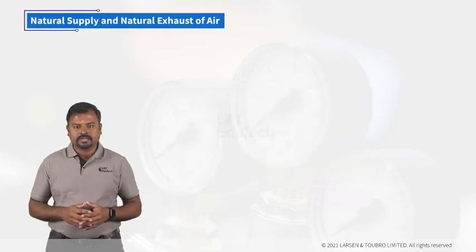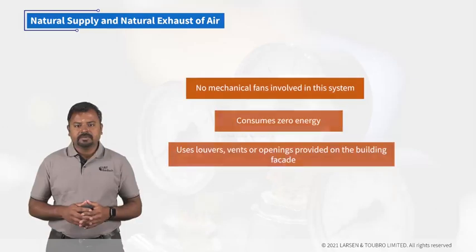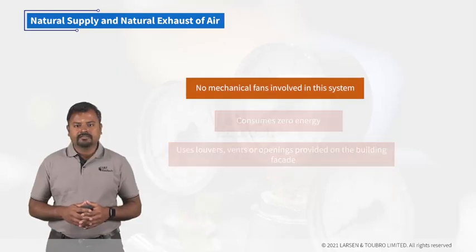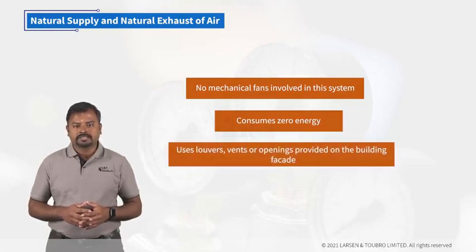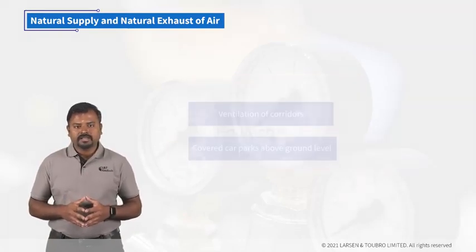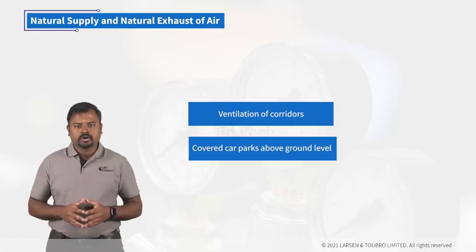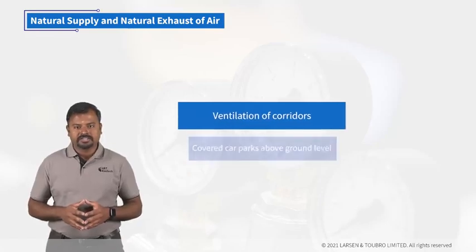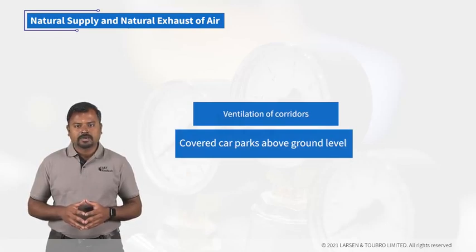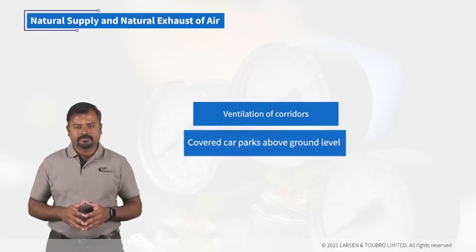Natural supply and natural exhaust of air. As the name implies, there are no mechanical fans involved in the system and it consumes zero energy. It uses louvers, vents, openings provided on the building facade to enable natural movement of air throughout the building due to density differences or buoyant forces due to temperature differential. It is most suited for non-critical applications such as ventilation of corridors, covered car parks above ground level, etc.